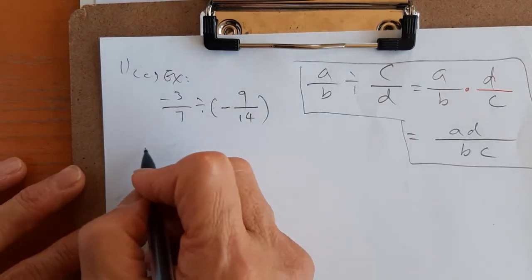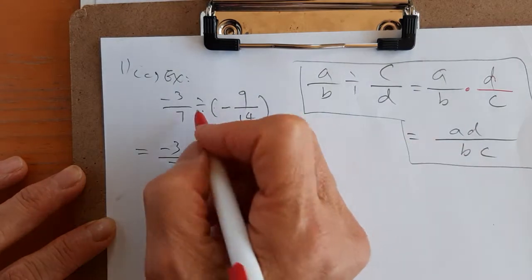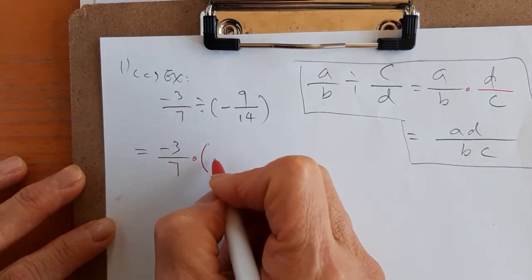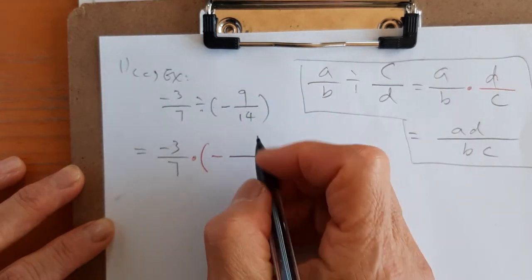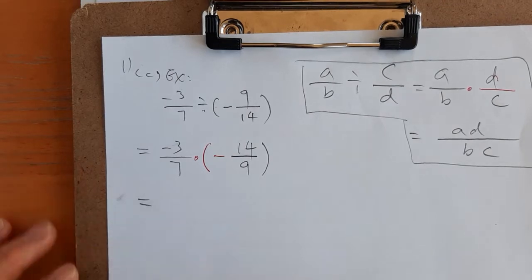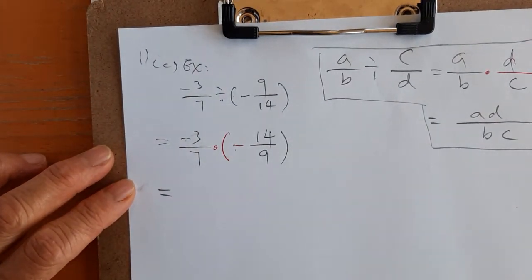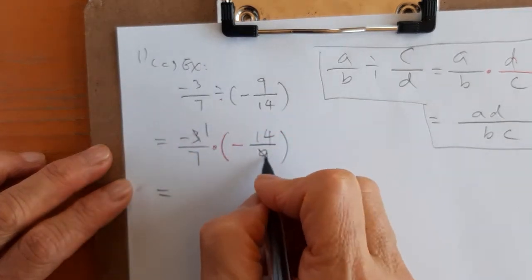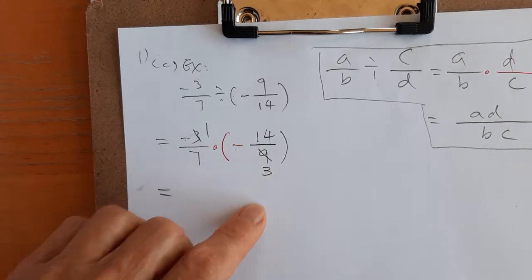So this one, first fraction is negative 3 over 7. And the division sign changes to multiplication. The second, reciprocal, is 14 over 9. Then you do multiplication. Negative times negative is a positive. Cancel common factor 3, and the 9 have common factor 3. Cancel 3. 9 divided by 3 is 3.